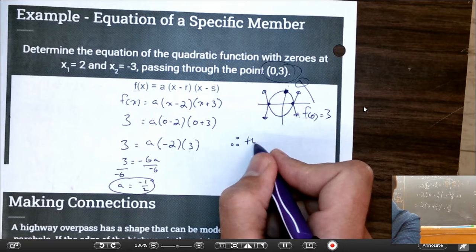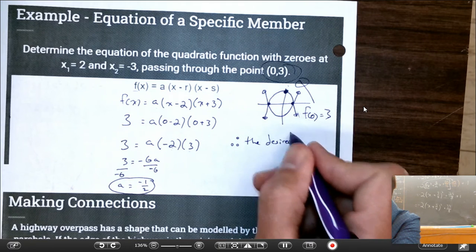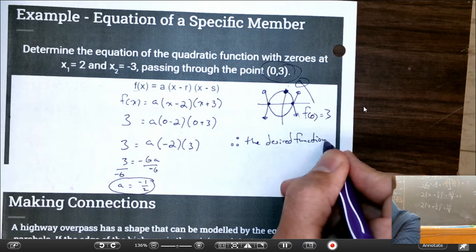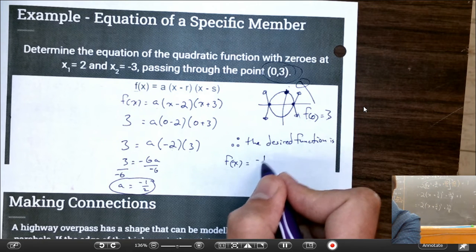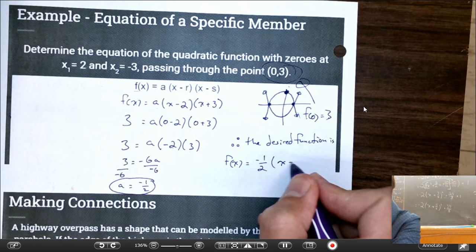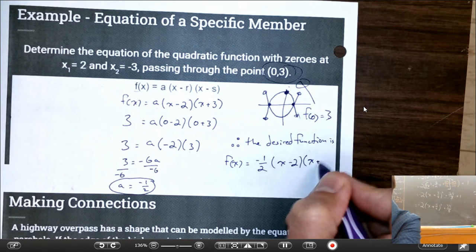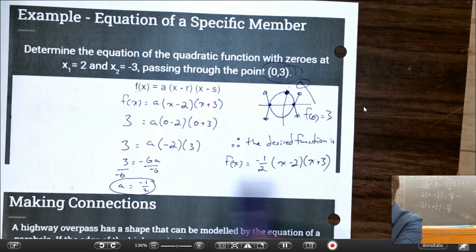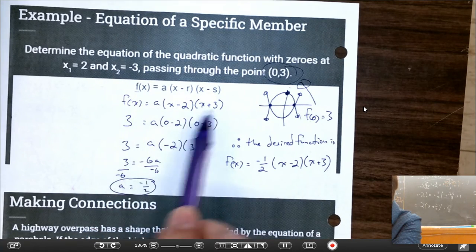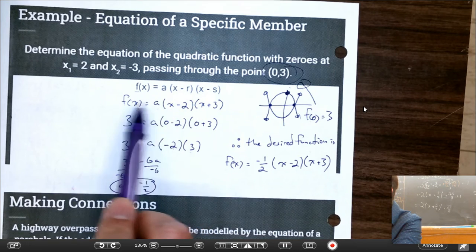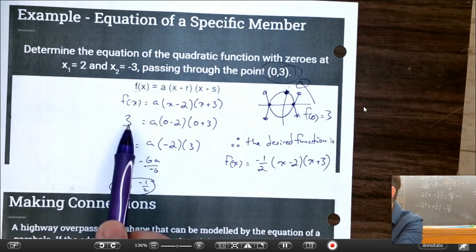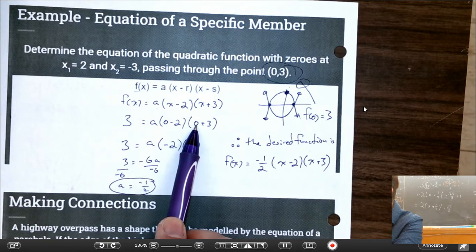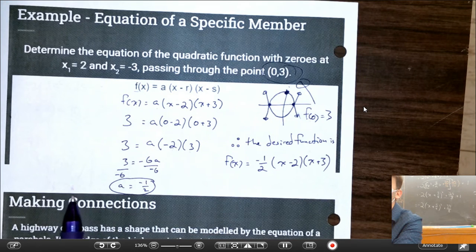Therefore, the desired function is f of x is equal to negative 1 over 2 multiplied by x minus 2 times x plus 3. And this is a general application of the idea. If I have one equation with 1, 2, 3 unknowns, I have a lot of possibilities, infinite possibilities. But as soon as I know one more thing, like one more point, I know the value of the function, I know my x, so the only unknown is a, and I can solve for that. One equation, one unknown, solvable to a single solution.